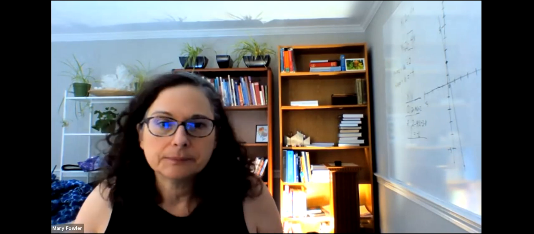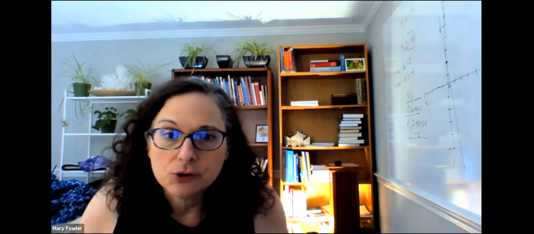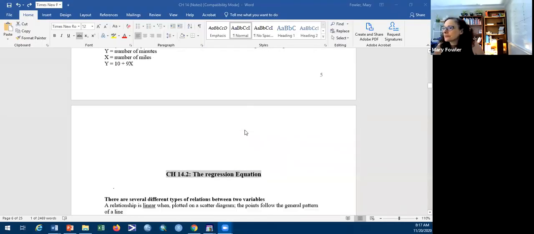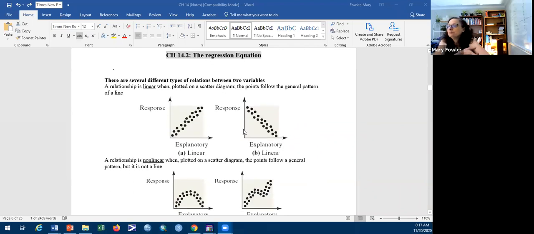I'm going to share my screen, looking at the notes, chapter 14. This is on page 6, excuse me. So we see that there are several different types of relationships between two variables. A relationship can be linear when we plot it on a scatter diagram or a scatter plot. In this case, we have that positive linear relationship or that positive slope. As one variable increases, the other tends to increase. And over here, we have this negative relationship or this negative slope.